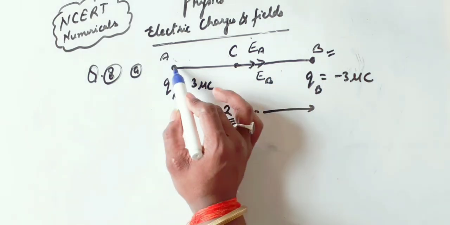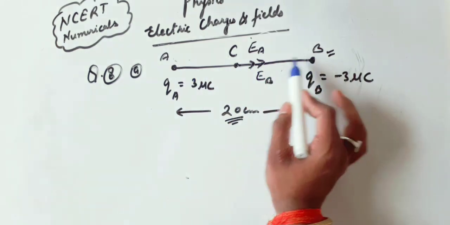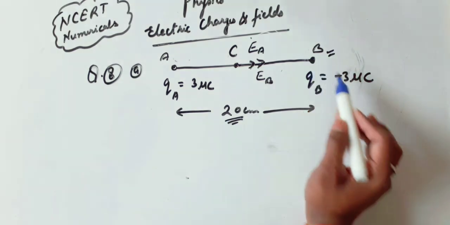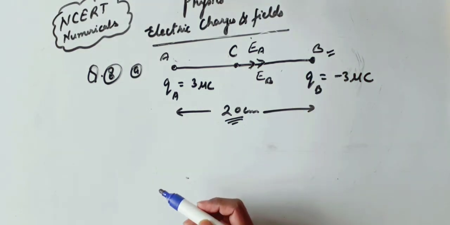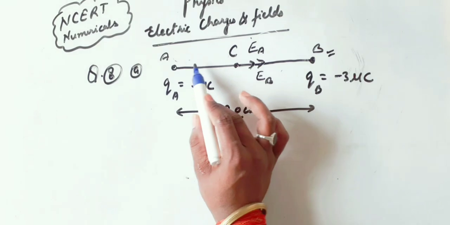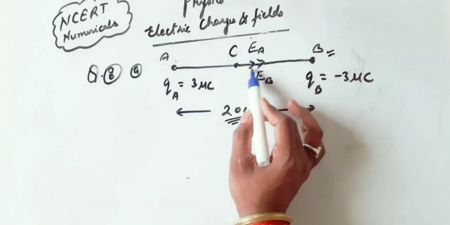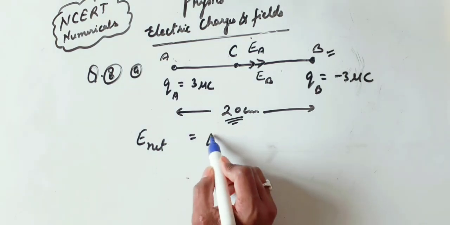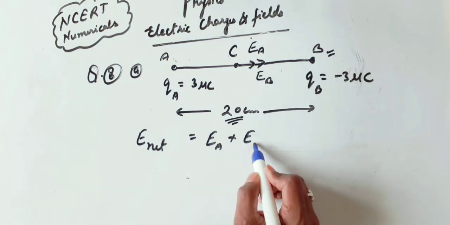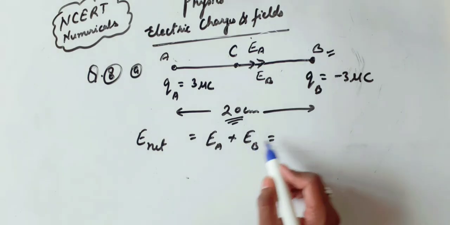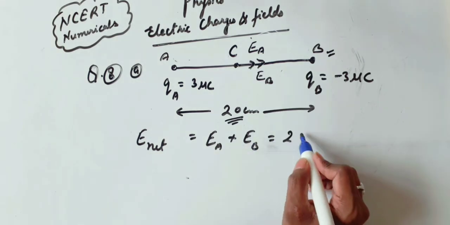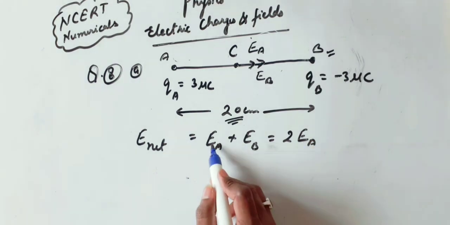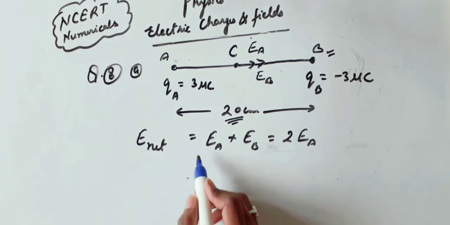As we know, the distance from these two points is also equal, and the magnitude of the charges is 3 microcoulomb, so the charges are also equal. So the magnitude of the electric field will be the same, and the direction is also the same. So we can write the net electric field equals EA plus EB, because both are in the same direction and also equal. So we can write 2 into EA.